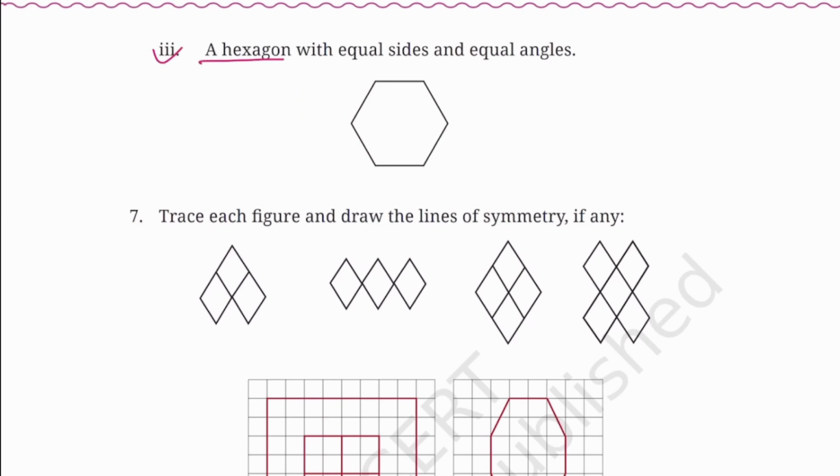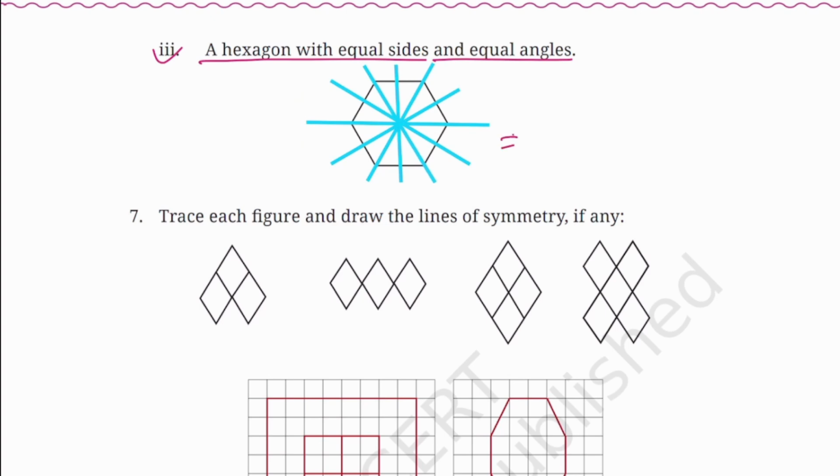3. A hexagon with equal sides and equal angles. Lines of symmetry: 1, 2, 3, 4, 5, 6. 6 lines of symmetry.